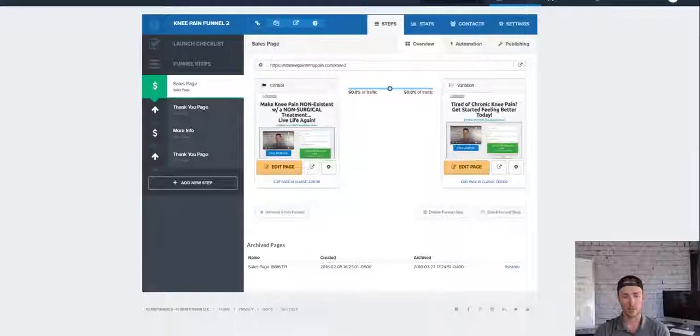One of the best parts about the software that I use is being able to split test. You can see right here, we are able to run different landing pages within one group and test by just changing little things. We can change the headline, so you can see the headline in these two are different. The one on the left says, make knee pain non-existent with a non-surgical treatment, live life again. The other one says, tired of chronic knee pain, get started feeling better today. That's the only difference between those two, and then we're able to test, and then we figure out which one works, and then we can change another thing and keep retesting, and ultimately you end up filtering through and you get the best one, and that's what makes it fun.